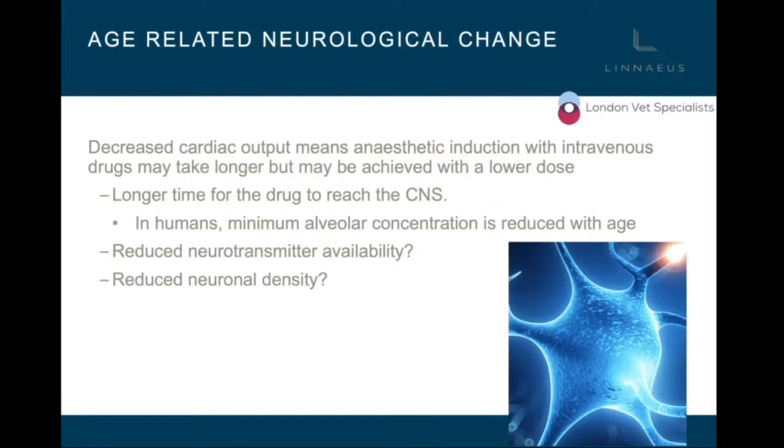The amount of volatile agent required to maintain anesthesia is reduced in older patients. And it's also important to remember that when you're inducing anesthesia, again, considering more than one body system together, if you have a reduction in your cardiac output, it's going to take longer for that drug to go from the cephalic vein to the brain. So you need to consider maybe giving your drugs over a longer period of time and assessing whether you have managed to induce with less of the drug.